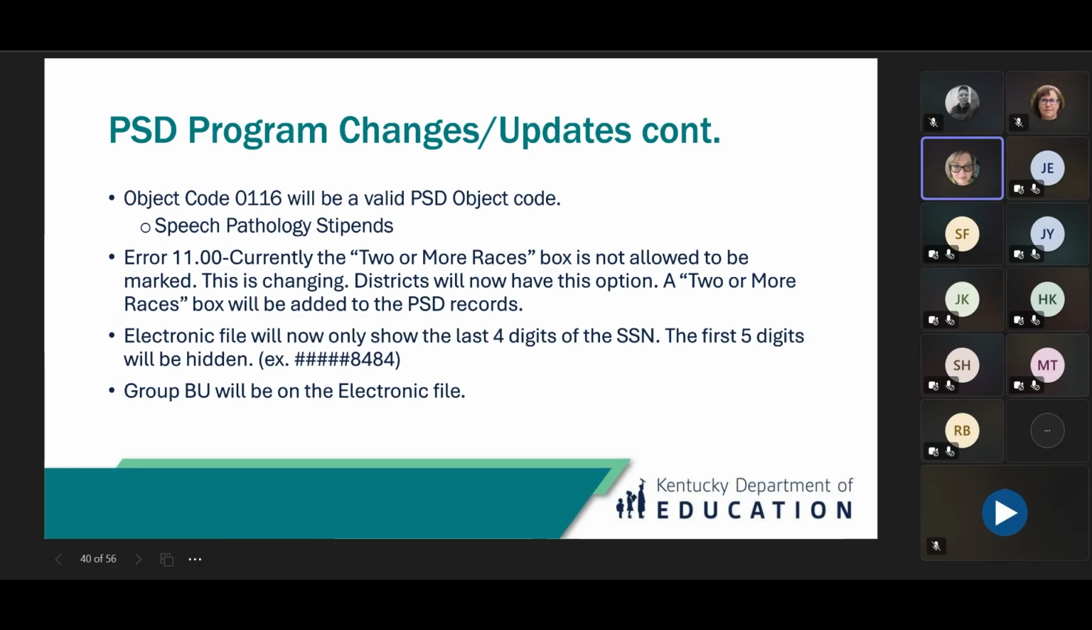The same situation with error 11 that we have with CSD on the 2 or more races box applies exactly the same to the PSD program. And the electronic file, same as CSD, will only show the last 4 digits of the Social Security number. And again, the Group BU will be on the electronic file.